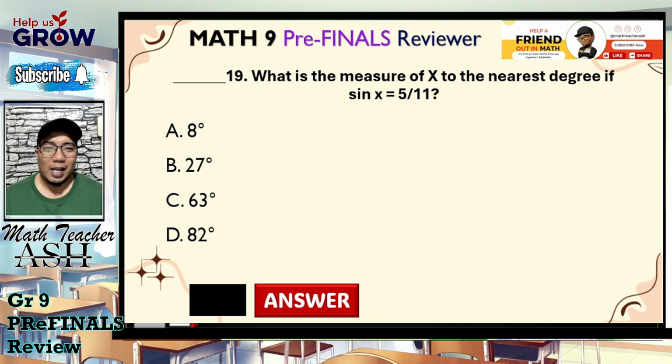Alright, my dear math learners, now this is where we will be using our scientific calculator and making use of the function arcsine. What you will do is divide 5 by 11, and then type arcsine, then equals. The value for that is approximately 27. So the answer for this question is 27 degrees. Let's check whether we are correct. Easy, right? I hope you got that one. Now let us go to question number 20.